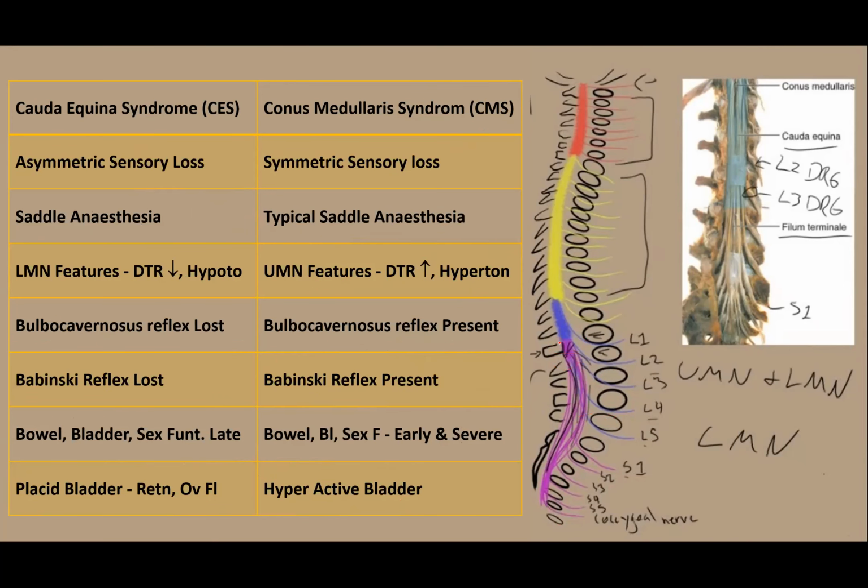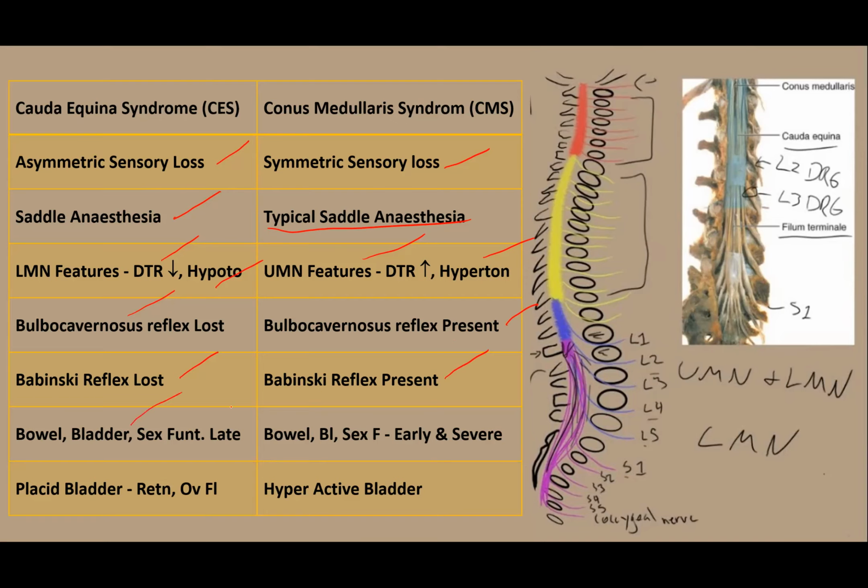Okay, now coming to the sensory: asymmetric sensory loss, symmetric sensory loss. Saddle anesthesia is a rather late feature, as we have seen in this case, typical saddle anesthesia to start with. LMN features: decreased DTR, hypotonia. UMN features: increased DTR, hypertonia. Bulbocavernosus reflex is lost, Babinski reflex is lost. Here bulbocavernosus and Babinski are not affected because these reflexes are not served by those segments.